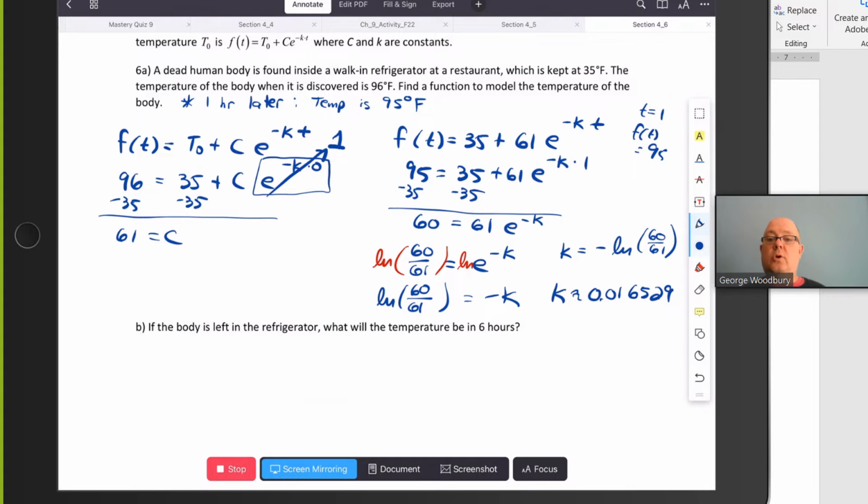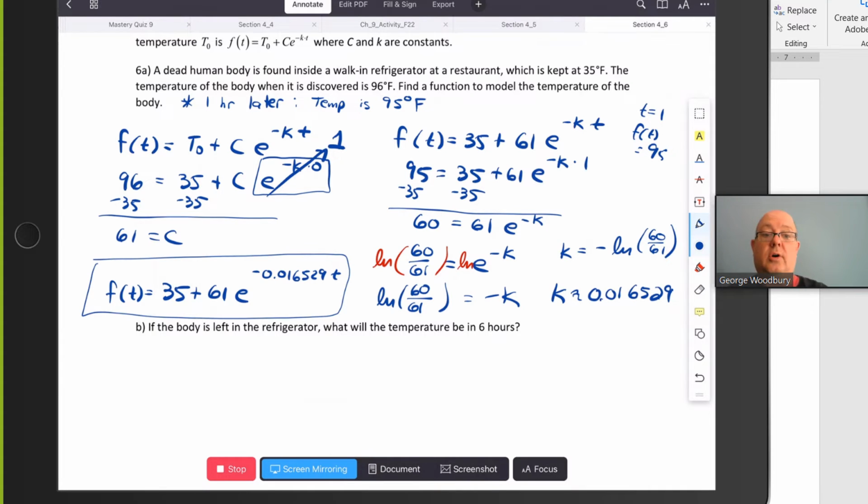So we've found our model, and let me rewrite the model one last time. f of t equals 35 plus 61 e to the negative 0.016529 t power. That is the model, and that will let us solve any sort of problem where we know the time or we know the temperature. If we know the time, we can get the temperature. If we know the temperature, we can get the time.